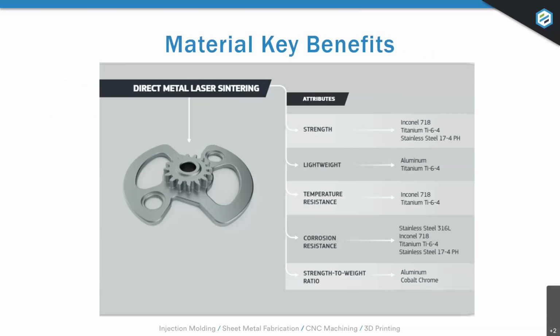This slide shows some material key benefits. If you want strength, you would choose Inconel, titanium, or stainless steel. Whereas if you want temperature resistance, you would also choose Inconel or titanium. If you want lightweighting, you would choose aluminum or titanium. Each material has their own benefits.